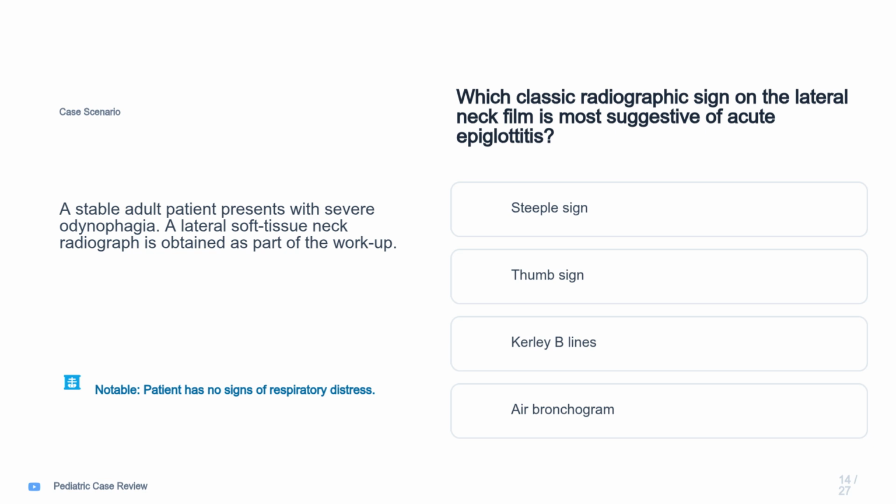A stable adult patient presents with severe difficulty swallowing and muffled voice. The emergency physician orders a lateral neck radiograph to aid diagnosis while maintaining airway precautions. Which radiographic sign would suggest epiglottitis on this imaging study? Option A, steeple sign. Option B, thumb sign. Option C, curly B lines. Option D, air bronchogram. Remember that imaging should only be obtained in stable patients.